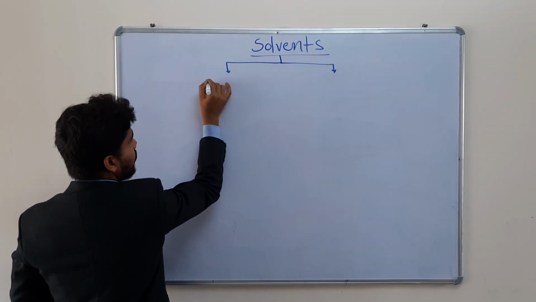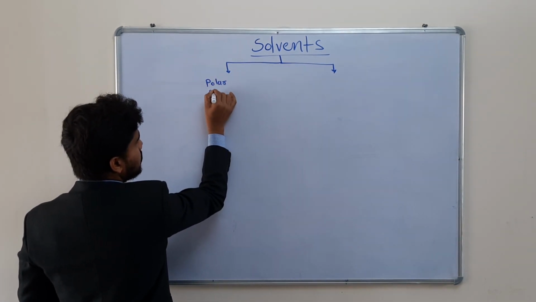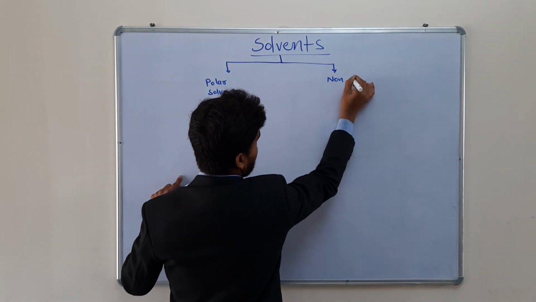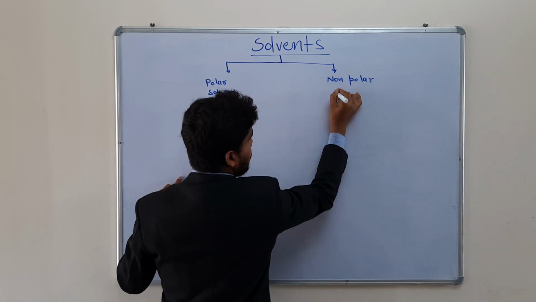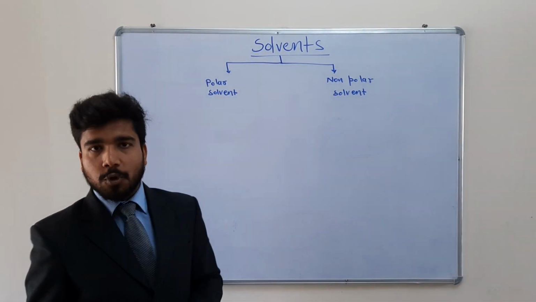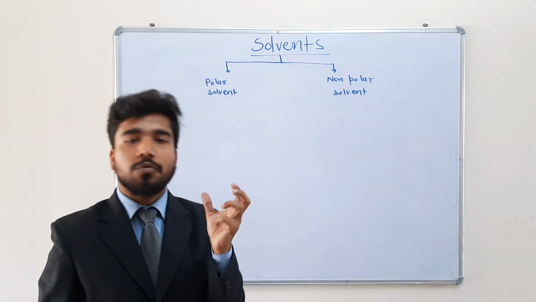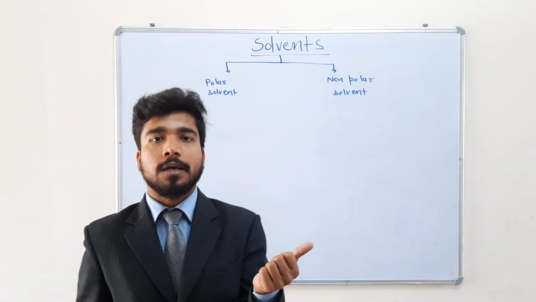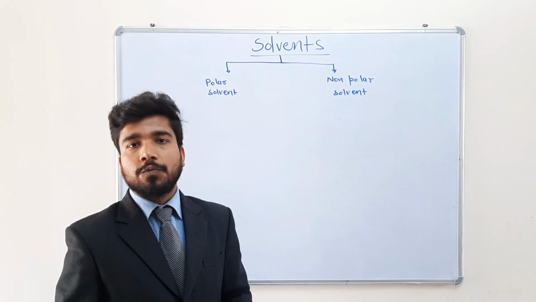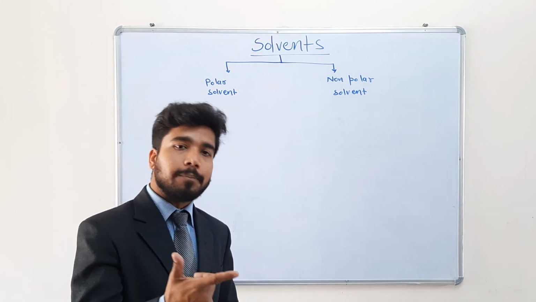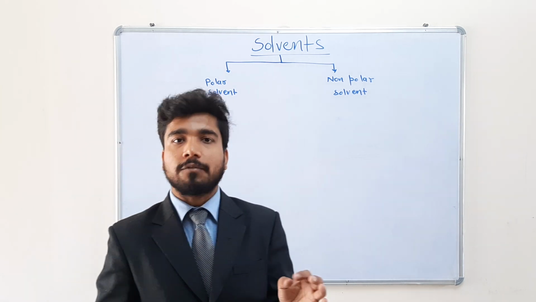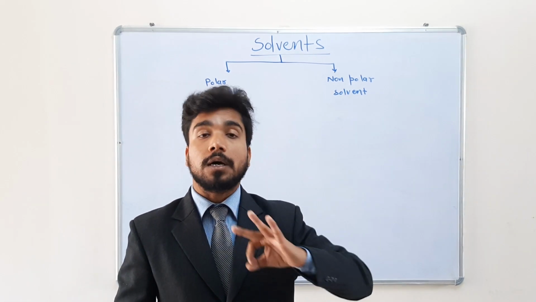First one is a polar solvent. Polar solvent. And second one is a non-polar solvent. As the name suggests, polar and non-polar, so it must have something to do with polarity or non-polarity. Let's come to the point. What is polarity? So any molecule which has some dipole moment or net dipole moment in some particular direction will be a polar molecule. Any molecule which doesn't have, or which has net zero dipole moment, is a non-polar molecule.